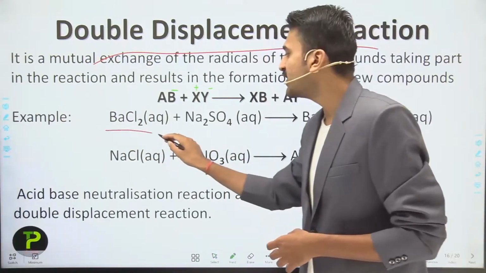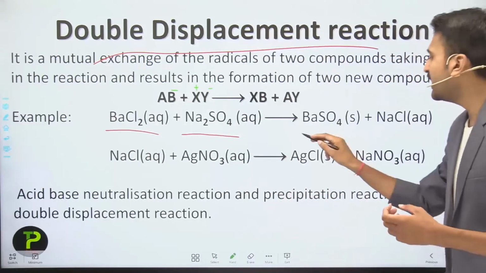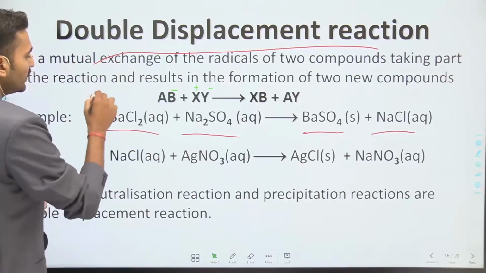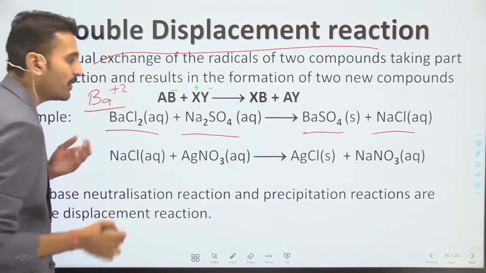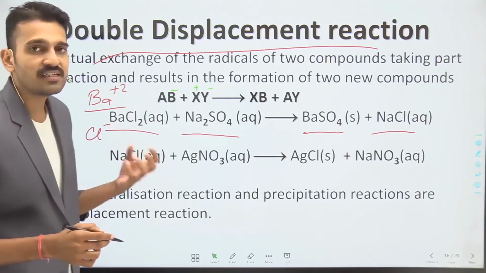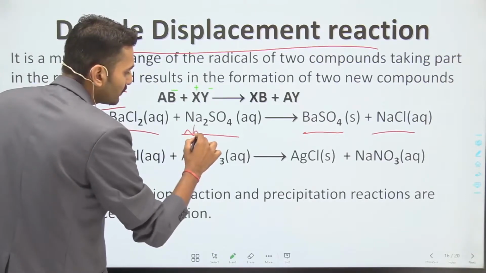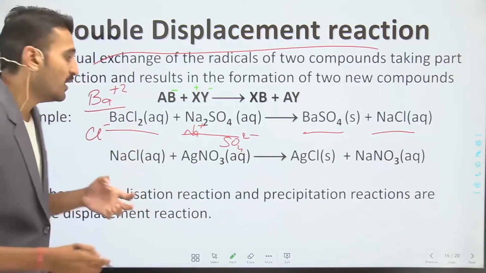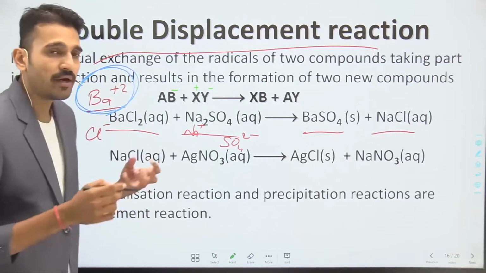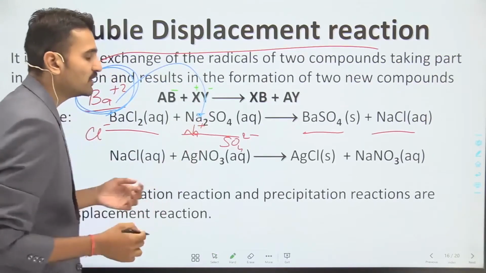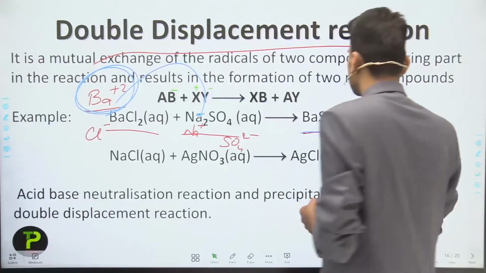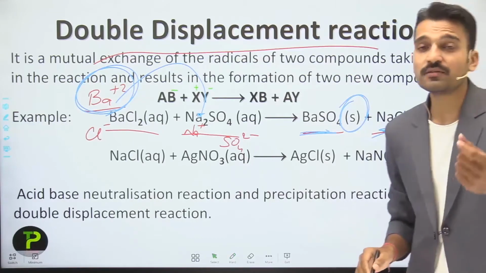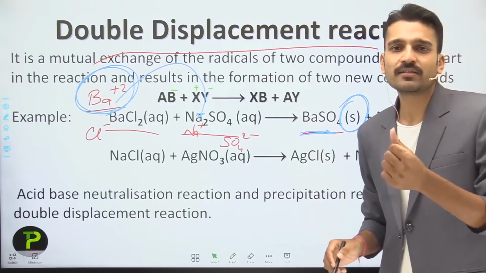So here you see two reactions in which BaCl2 on reacting with Na2SO4 forms BaSO4 and NaCl. What are the ions present here? First, Ba plus 2, that is the barium ion, and Cl minus anion. And here Na plus ion, which is a cation, and SO4 2 minus, that is an anion. So Ba plus 2 will exchange its place with the Na plus ion, thereby forming BaSO4 and NaCl. Also you see that this BaSO4 is a white color precipitate which settles down at the bottom.